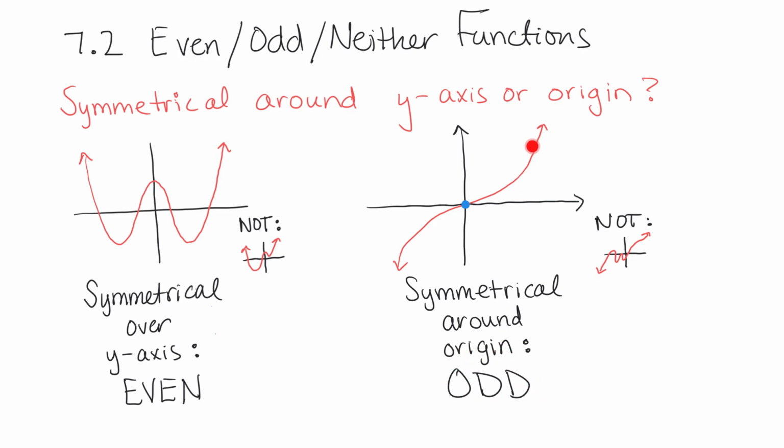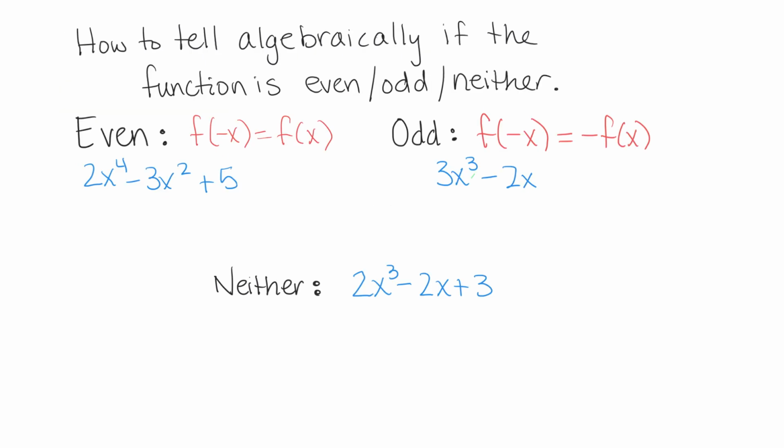Now again, don't focus on the end behaviors, because I know the ends are going opposite directions, but in this graph right here, they're also going opposite directions. But if I was to put my pencil on that origin and rotate that graph, then it's not going to match up. It's going to be a different graph. And so that's how you tell when you're looking at a graph.